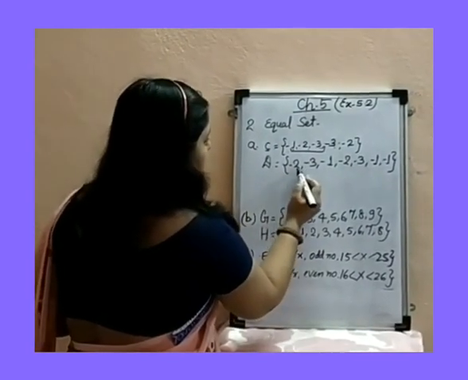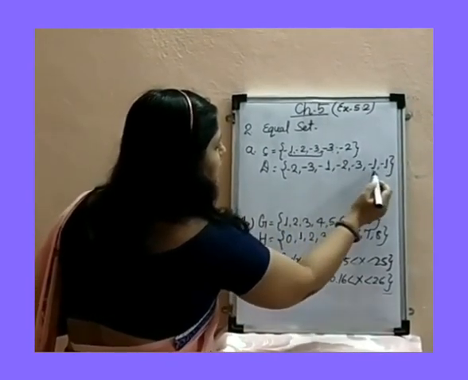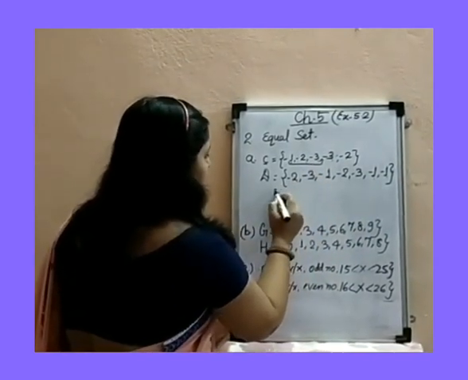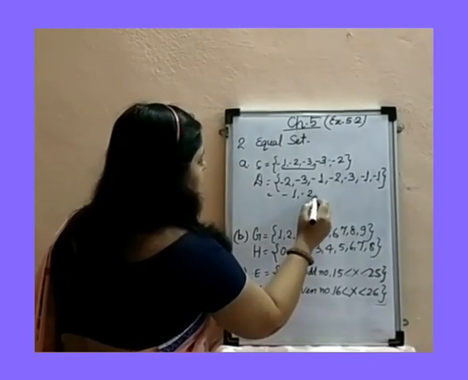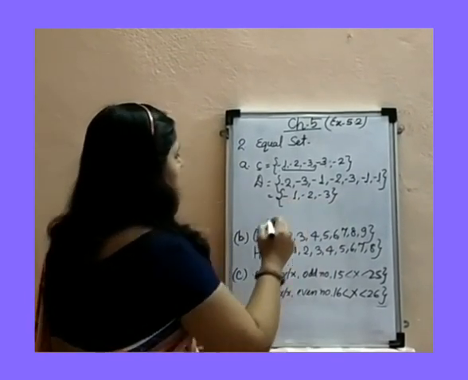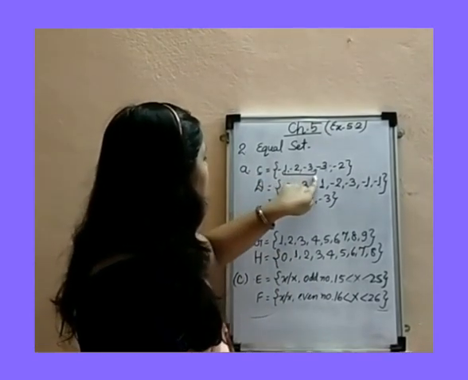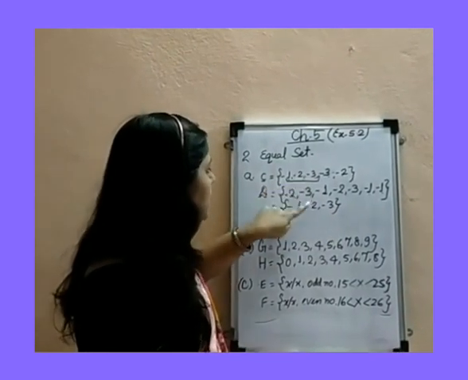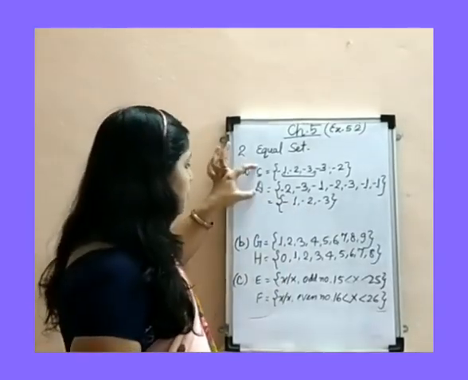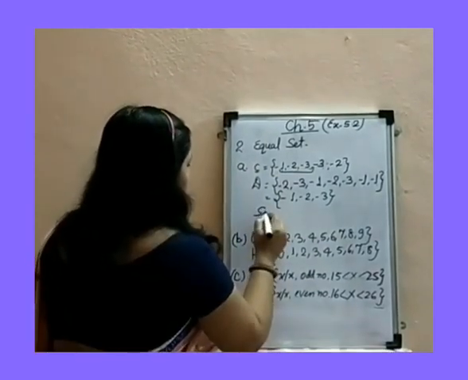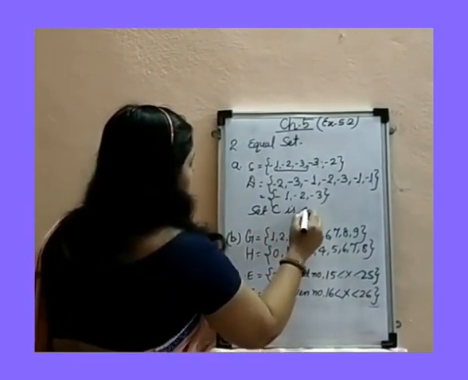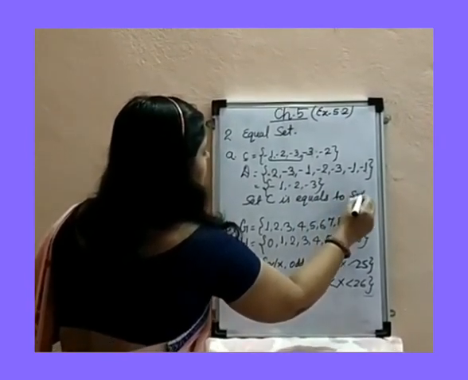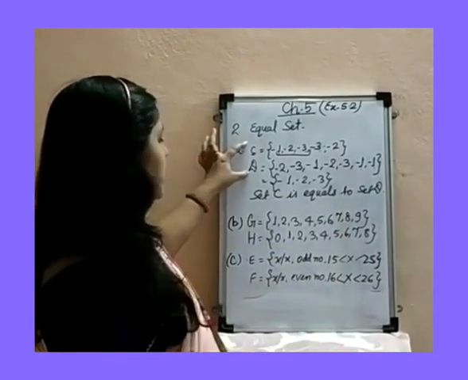And set D equals -2, -3, -1. Here also -1 and -2 are repeated several times, but the actual elements are only -1, -2 and -3. In set C, 1, 2, 3 with the negative sign, and set D -1, -2, -3. Both the elements are the same in both sets. So set C is equal to set D. These both sets are equal.